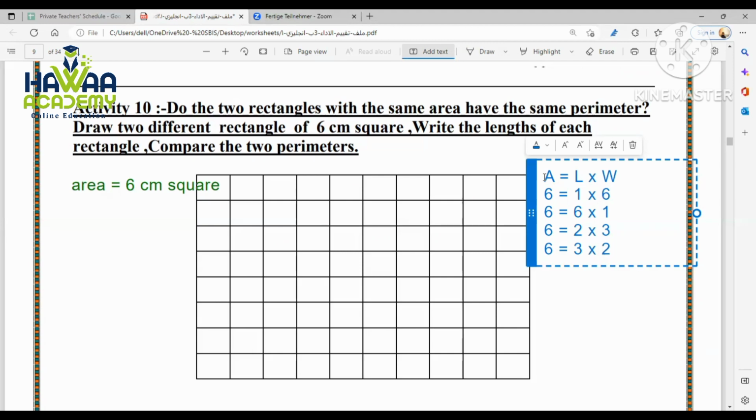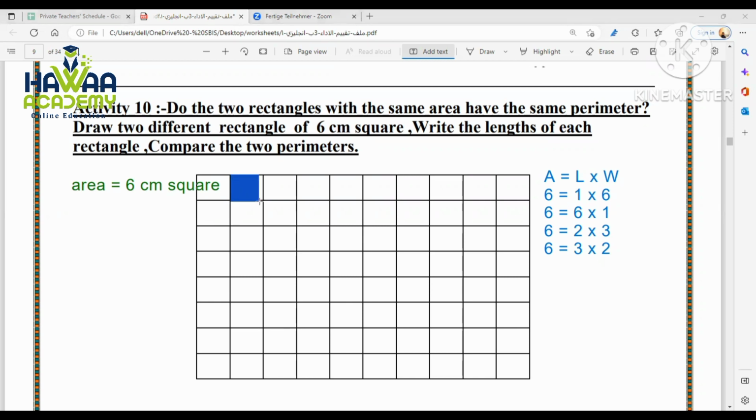Right? So let's do them all. You could do just one, but I'll do them all. Make sure that you can make 1 times 6 or 6 times 1, 2 times 3 or 3 times 2. All of them are the same. So if you make one of each choice, you can check your answer. Can we start with 1 row of 6? So I have here 1 row of 6. Here is 1, 2, 3, 4, 5, 6. Here is the first one.